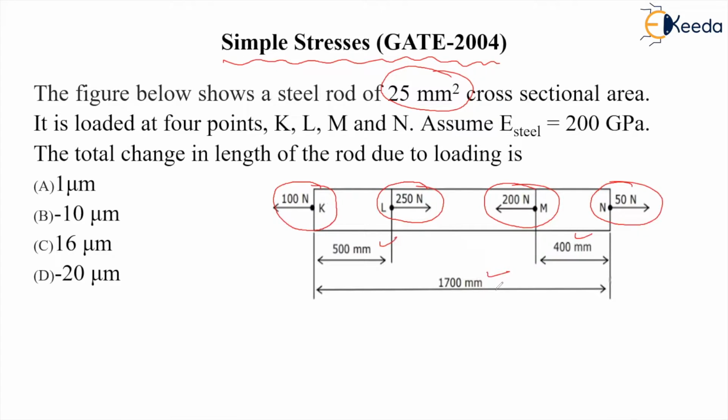So here we have to use the principle of superposition, and we have to find the total deformation, total change in length due to these applied loads. The E of the steel is also given to us. Options are given to us. We have to select the correct option out of these options. So let us solve this problem.